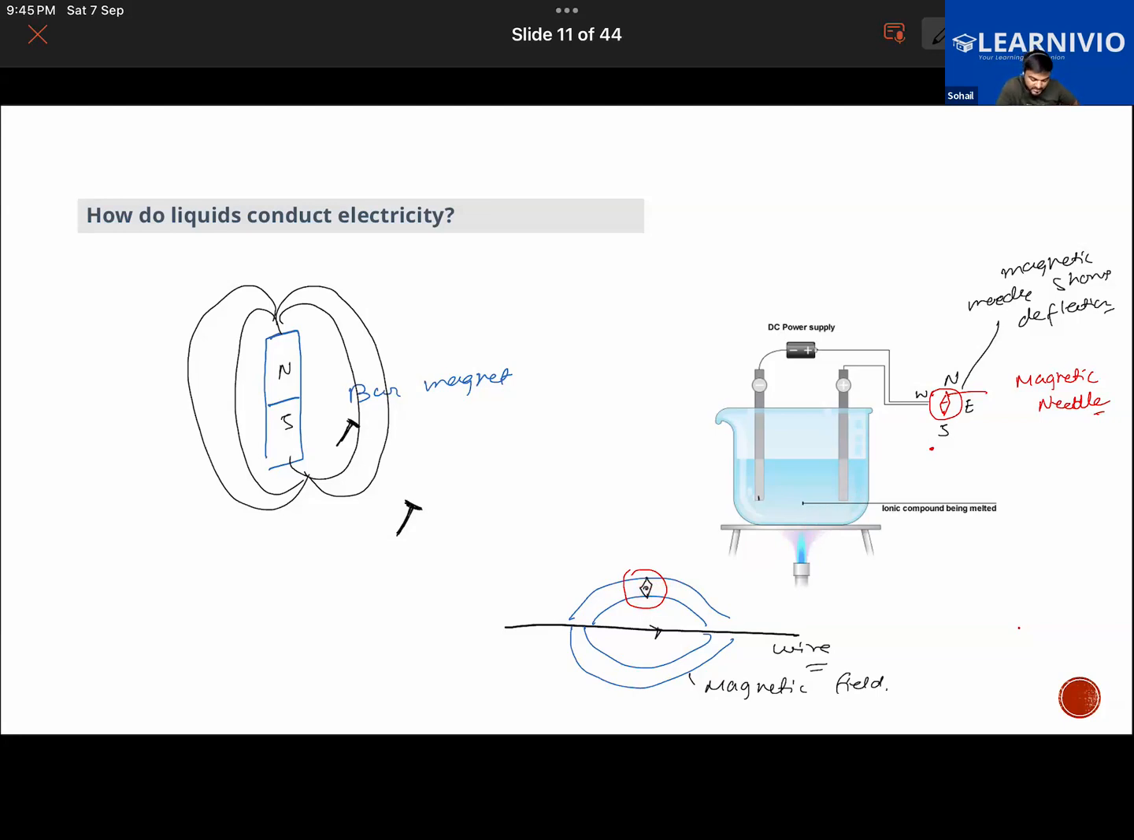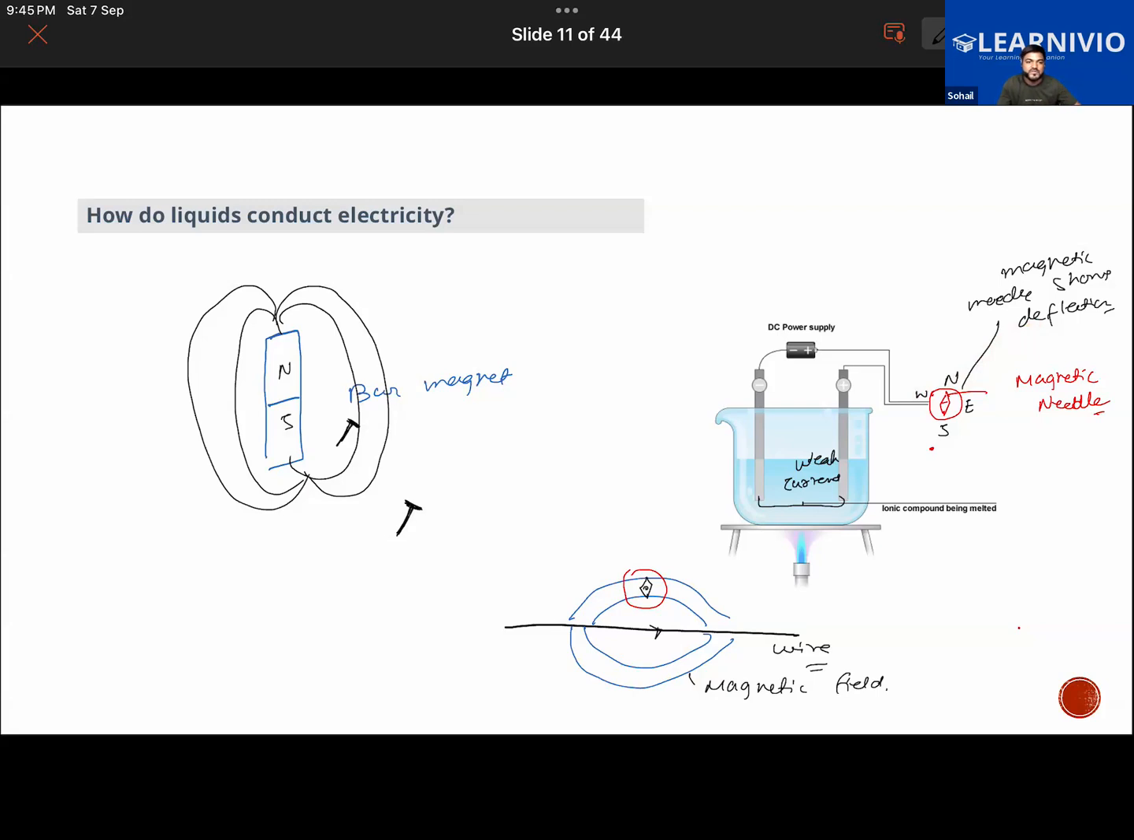Let us say current flows here, even if the current is weak. If the current flows here, a magnetic field will be generated around these wires, isn't it, guys? Yes, sir. And this needle being magnetic, since it is within the magnetic field, it is obviously going to show some deflection.